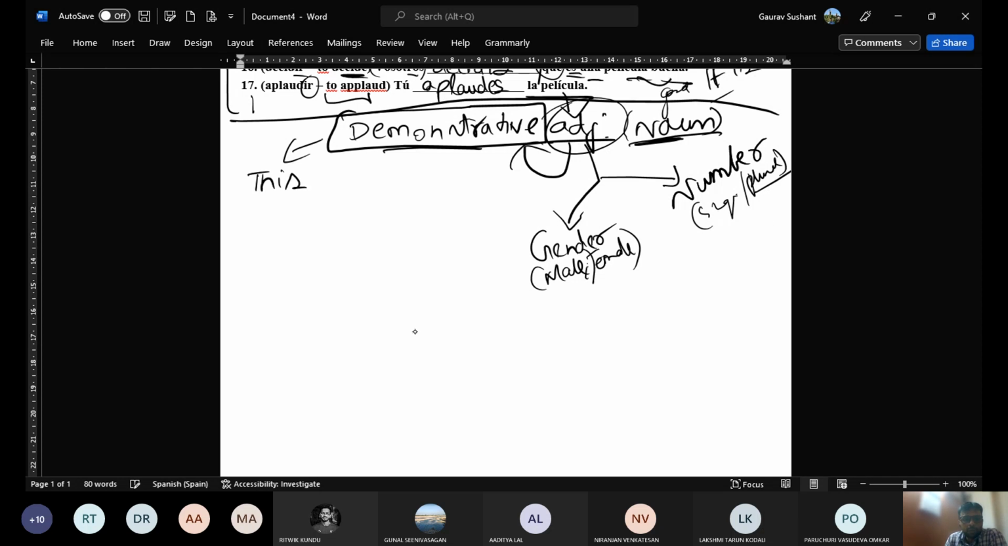All of you must have heard the word this. And then you must have heard that. These are basically examples of demonstrative adjectives. There will be the plural of the word this, which is these, and the plural of that will be those. So these are the four demonstrative adjectives which exist in Spanish. Sorry, in English.